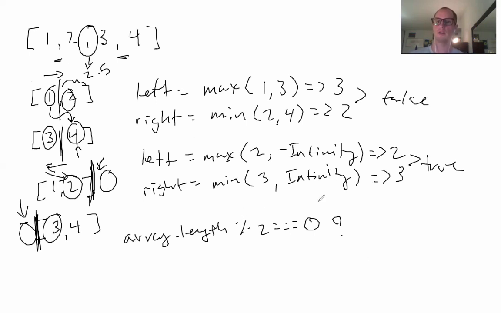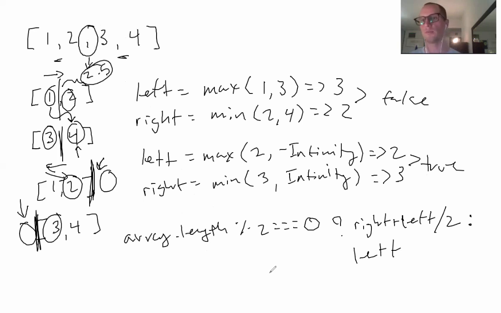This array is even length. So what we need to do is take right plus left and divide it by 2. If this wasn't the case, then we would just take left, right? So in this scenario, we're taking 2 and 3, adding them together, which is 5, and then dividing it by 2, which is 2.5. So you can see I've drawn up here that 2.5 is our actual median for this array. So between these two examples, this is the strategy we're going to use to implement this into code.